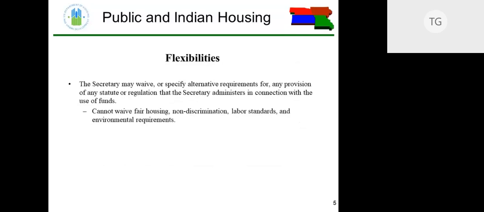The CARES Act provides for flexibilities that allow PHAs to modify their operations to ensure the safety of residents and employees. This allows PHAs to respond quickly and without worry about many of HUD's rules and regulations.